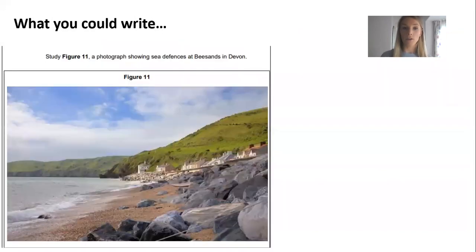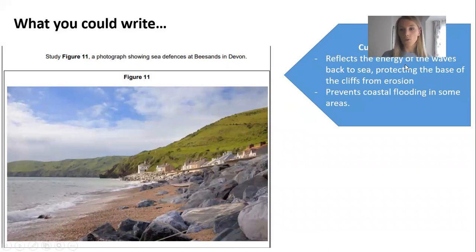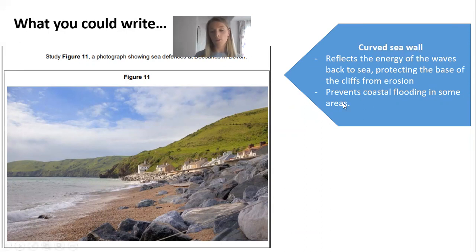Okay, so what you could have written. Okay, so as we know, you've got 2 types of engineering strategies in the photograph. You could have first of all commented on the curved sea wall. Okay, so curved sea walls work by reflecting the energy of the waves back out to sea. So the waves will roll in, collide with the wall, and then they roll back out to sea. Okay, therefore they are preventing that coastline from being eroded.